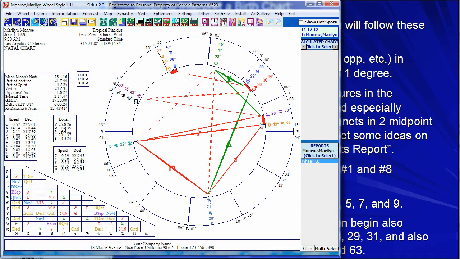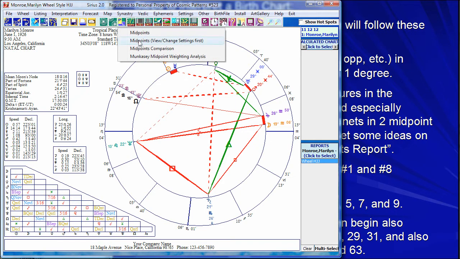So we just make any observations about any strong aspects. We don't draw any big conclusions yet. We're not going to focus on the zodiac signs and houses. We're going to look at these aspect patterns first to see what the person is all about. And then we go to the midpoints.